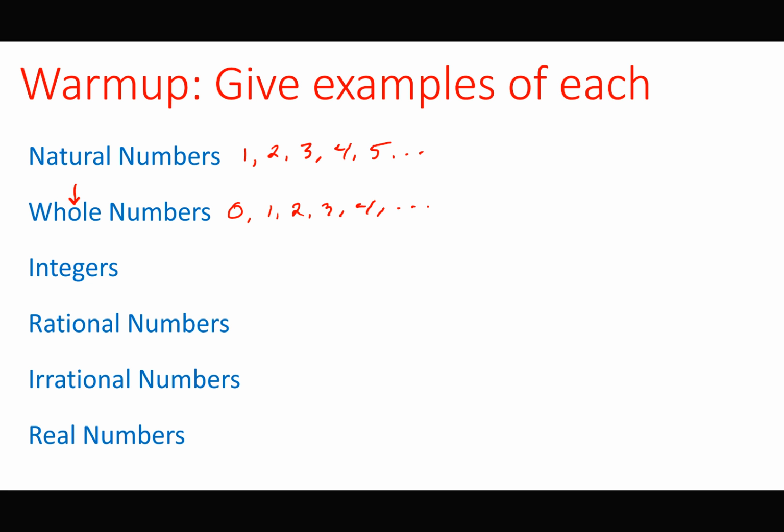So integers now, we can include the negatives. Okay, so we think of like -3, -2, -1, 0, 1, 2, 3, and so on. So these are integers. There's no decimal values associated with them. We got to hit right on the numbers.